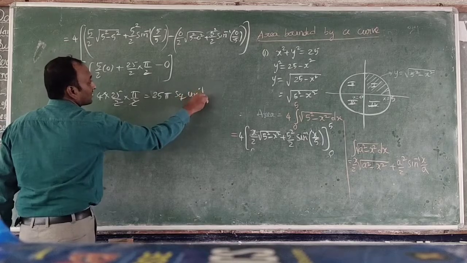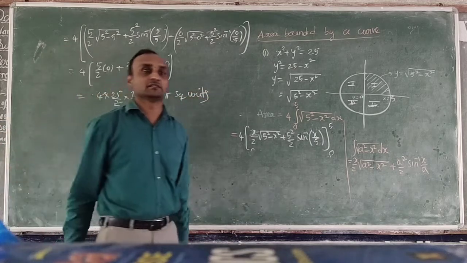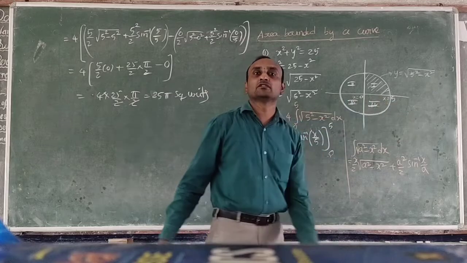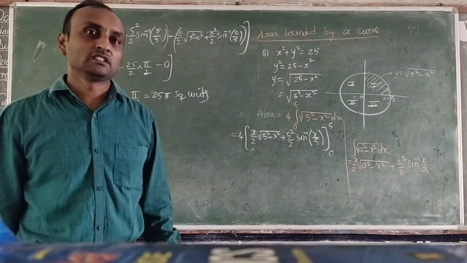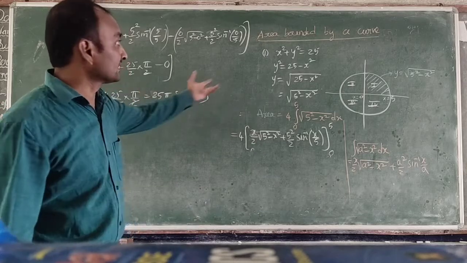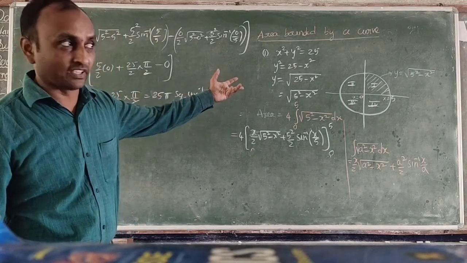So you know very well the area of a circle formula: pi r square. The r value is 5, so pi into 5 square is 25 pi. By using integration also we got the same answer. So that is the area bounded by a circle. Area bounded by a circle we will find out.